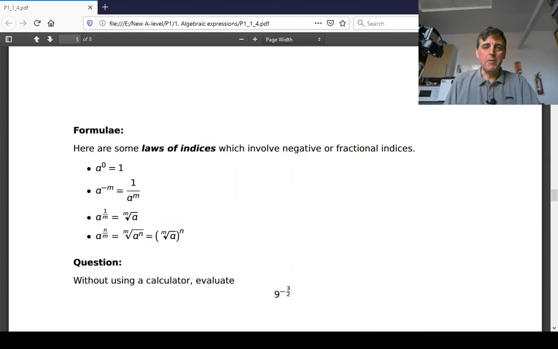Okay, now it's your turn. So without using a calculator to work this out, I would like you please to evaluate 9 to the power of minus 3 over 2. Pause the video, restart when you think you've got an answer.